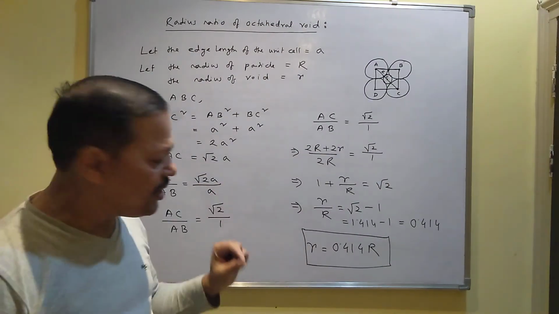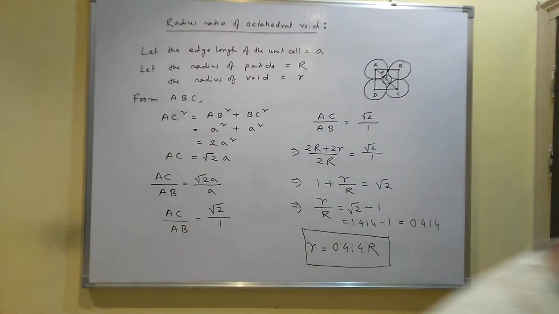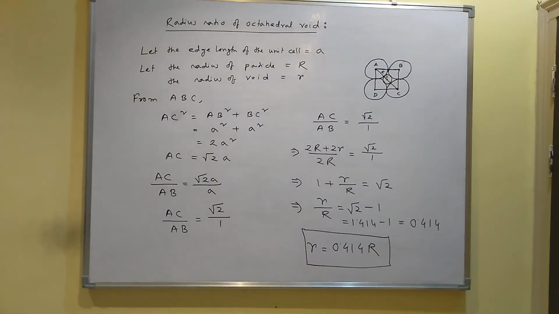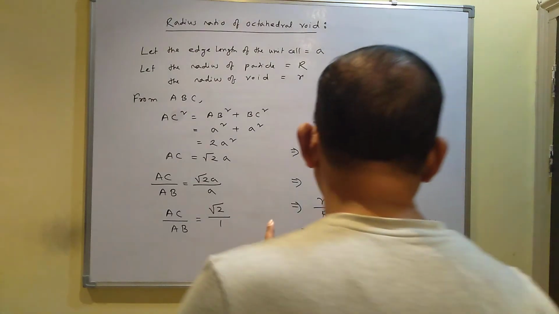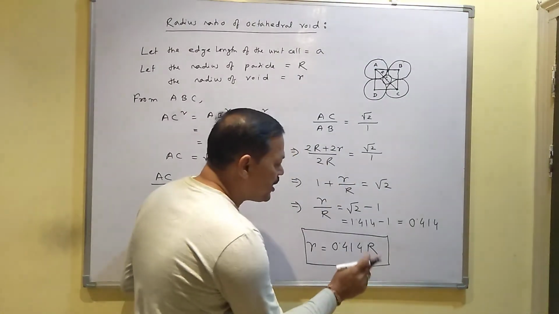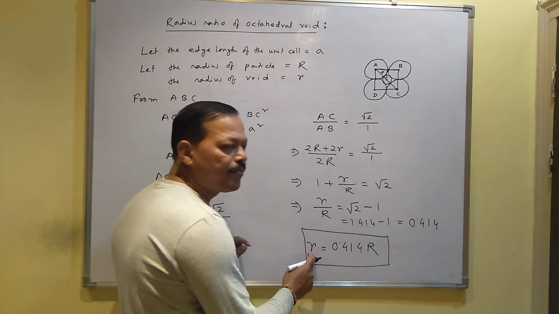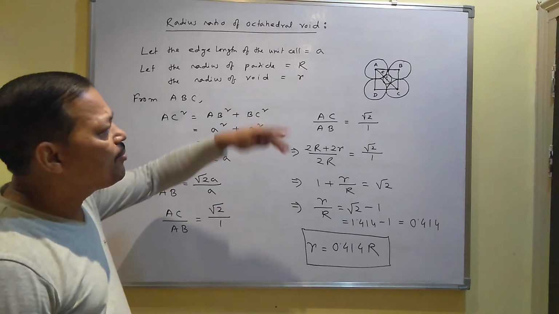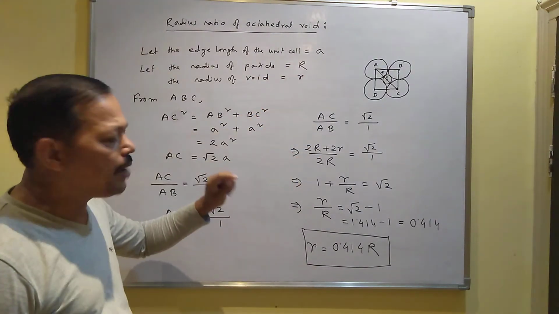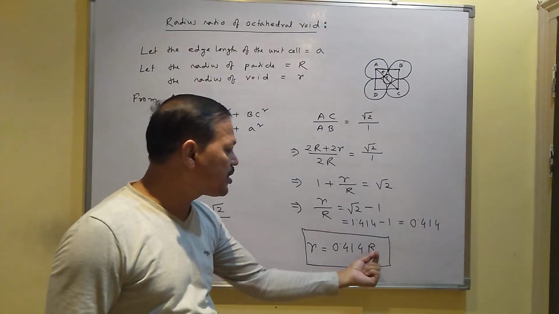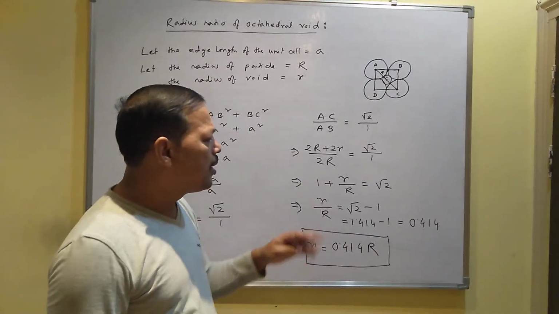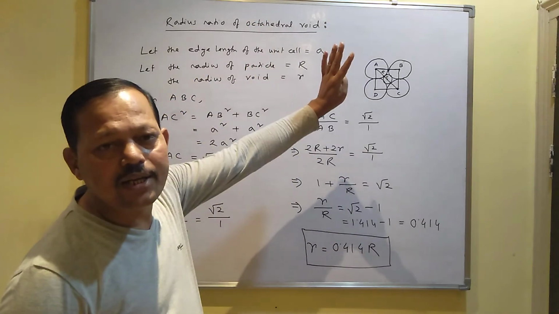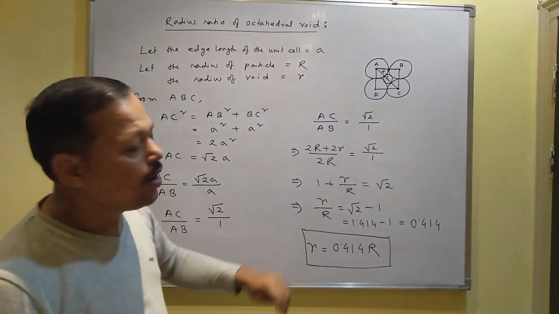You have to find out the relation between the radius of void and radius of particle. As you know, radius of particle is always larger than the radius of void because voids are very small. So the radius of particle is how much greater than the radius of void. That relationship is called radius ratio of octahedral void. Similarly, for tetrahedral void, you can find out the radius ratio. What is the relation between the radius of particle and radius of tetrahedral void, you can find out. But according to syllabus, only radius of octahedral void is required. That's why I have given only octahedral void.